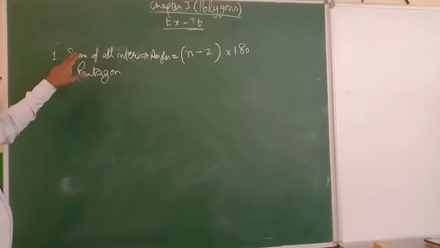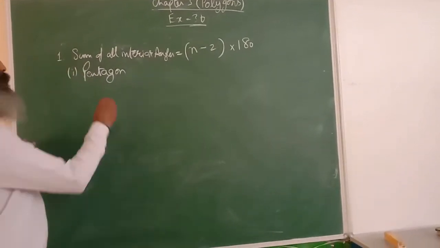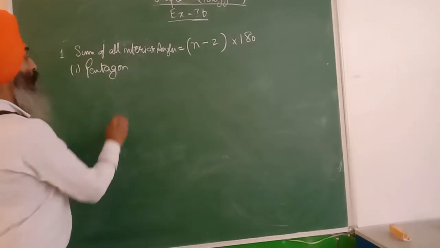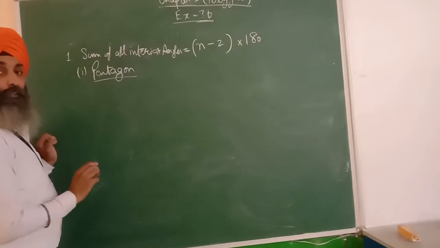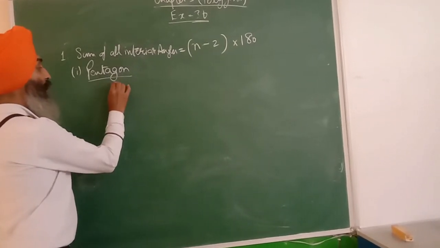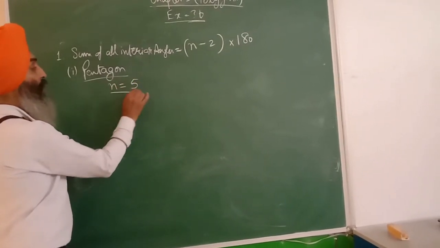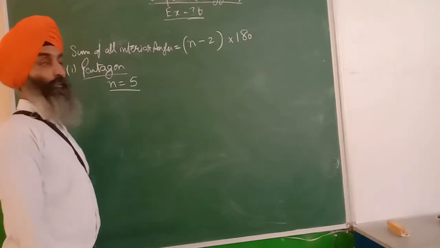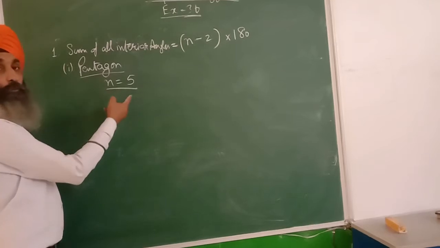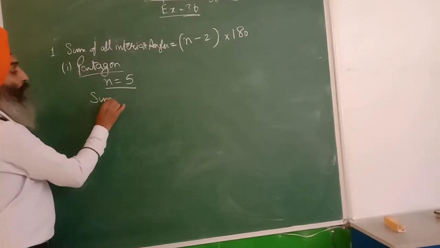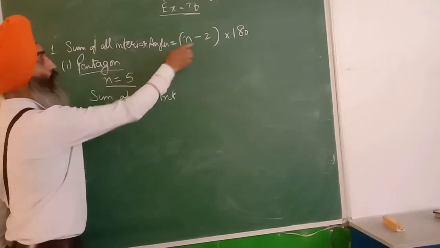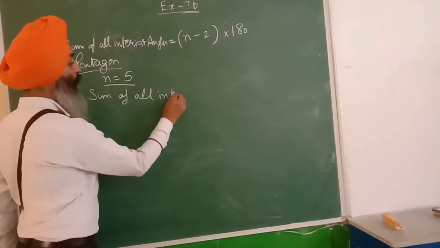So this is your first question, in which we have to find the sum of all interior angles of a pentagon. A pentagon has n equal to 5, a five-sided figure. So n is given as 5 and you have to find the sum of all interior angles. You know the formula: n minus 2 into 180.